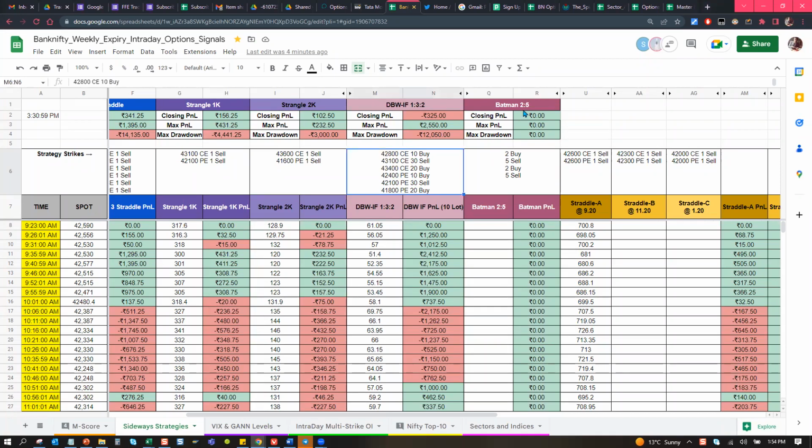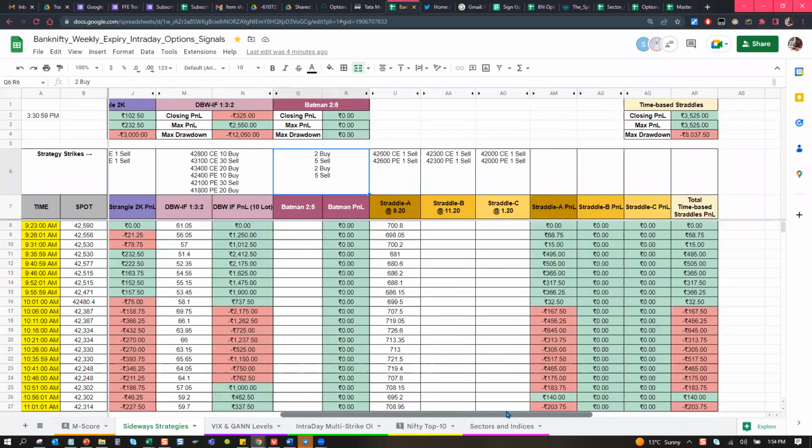Double broken wing, iron fly, Batman, this is time based straddle. मतलब एक स्ट्रैडल डालेंगे 9:20 पे, एक और स्ट्रैडल डालेंगे जहां पे भी मार्केट होगा एट द मनी पे 11:30 बजे, एक स्ट्रैडल डालेंगे हम 1:30 बजे जहां पे भी मार्केट होगा.